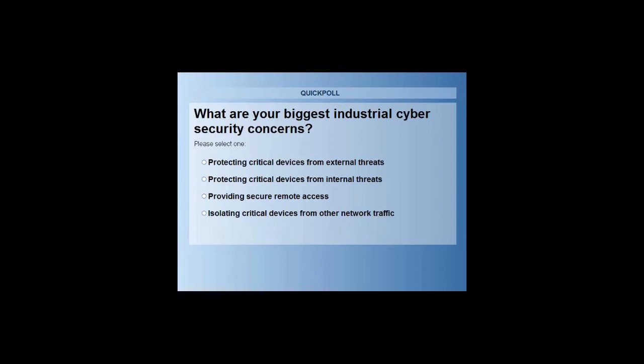Here's today's first poll. What are your biggest industrial cybersecurity concerns? Is it protecting critical devices from external threats? Protecting critical devices from internal threats? Providing secure remote access? Or isolating critical devices from other network traffic? If you could just go in and choose the one that's nearest and dearest to your heart. We're all curious to see what kind of trends we get here. Okay, we've got a couple more seconds here. Looks like we're getting close to everyone having voted.